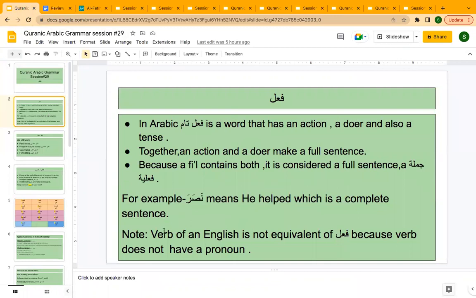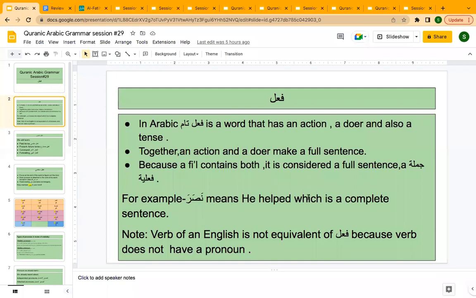No. A verb in the English language is not equivalent of fail because a verb does not have a pronoun. It's just one word which makes sense but does not convey a complete thought. Helped does not tell you who helped, who did he help. It does not have all that information. However, nasara gave you a complete sentence in the form of he helped, and you can easily put a full stop at the end of he helped. I said, full stop. She answered, full stop. It's a complete sentence. I hope this is clear.